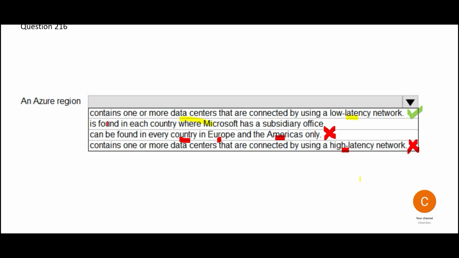And this one says it is found in each country where Microsoft has an office. I was also confused with this option earlier, and then I thought, if Microsoft has a marketing office, that might mean it also has a data center. So that is wrong. Microsoft has subsidiary offices or marketing offices in a lot of places, but that does not mean it will have a data center there also. So this is wrong. Now this is my final answer.